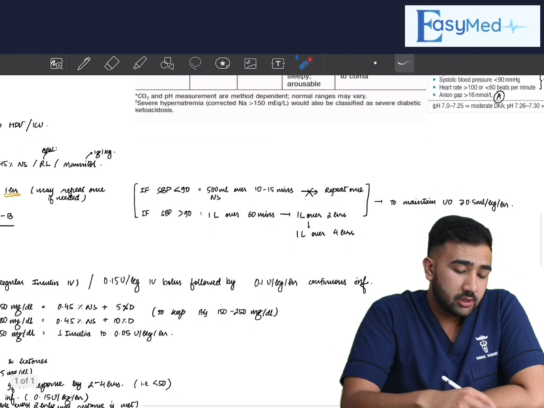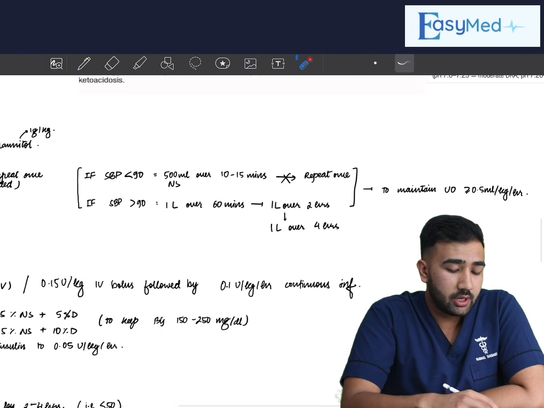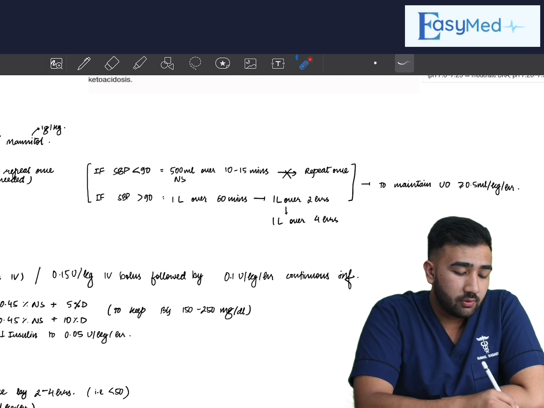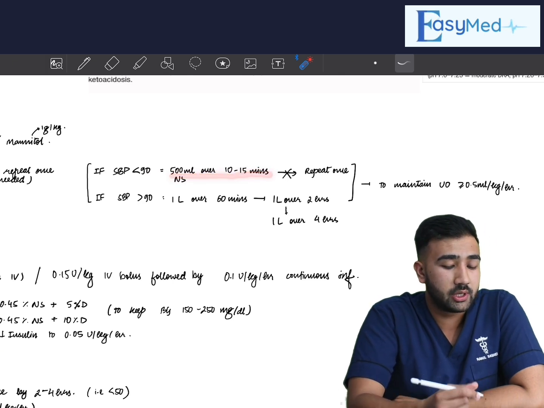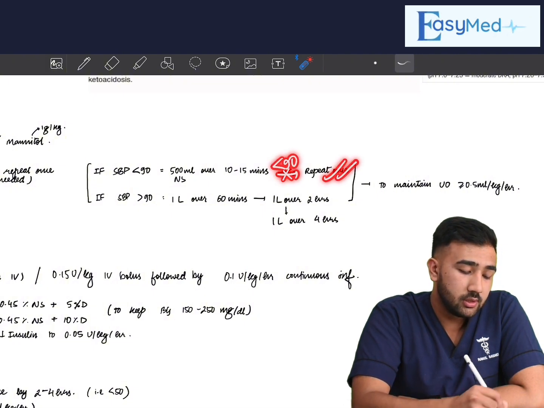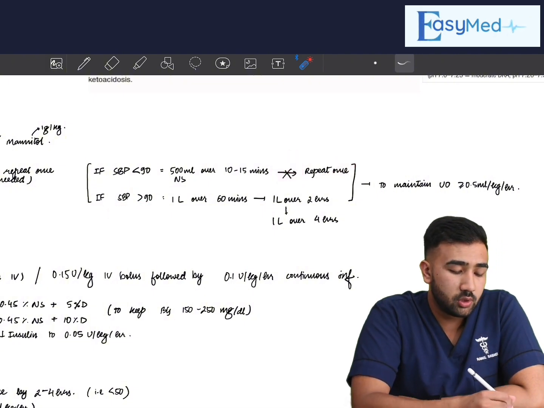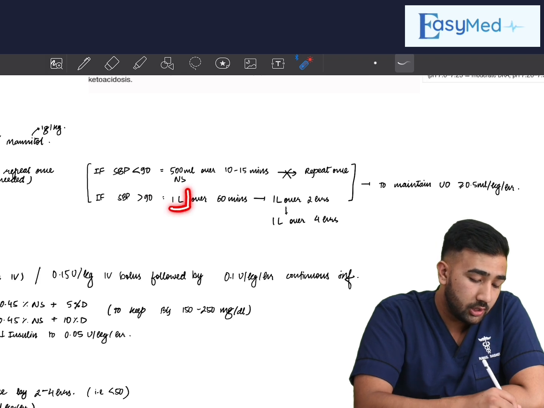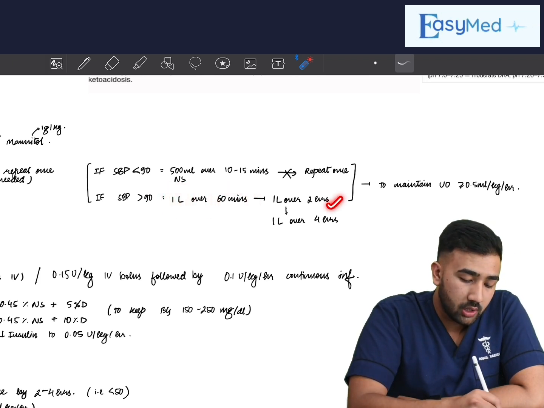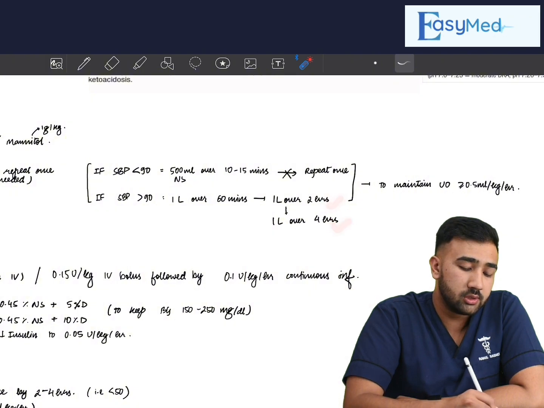So this is the management criteria. If the systolic blood pressure is less than 90, then we have to give 500 ml NS over 10 to 15 minutes. And if it is still less than 90, then we may repeat once. However, if the SBP is more than 90, then we give 1 liter over 1 hour, and 1 liter over 2 hours, then 1 liter over 4 hours.